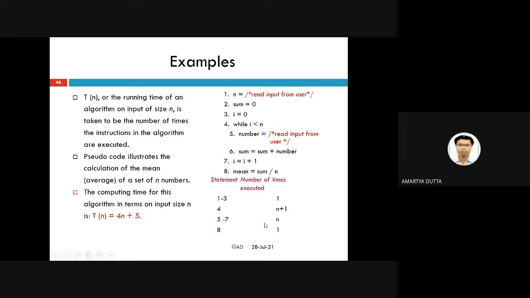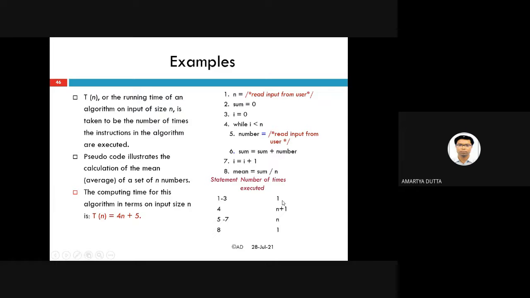So i less than n, so it will be n plus 1, starting from the initialization and up to n, including the final check. Line number 5 to 7, that is 5, 6, 7, these come under the fourth line's while loop. That is, they will run for n times. And line number 8 is just a constant operation. That's why its time is constant, 1.